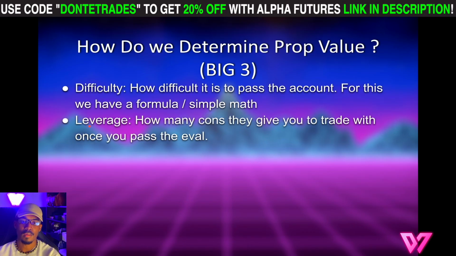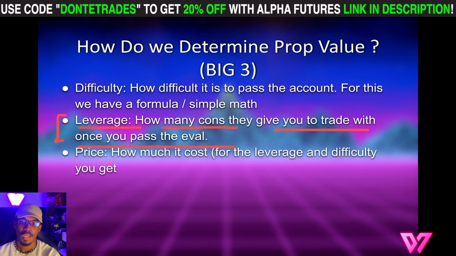The second part of the big three is going to be the leverage. This is how many contracts they give you to trade with once you actually pass the eval. This is another very important part when it comes to determining the value. And the last thing that we want to pay attention to is the price. So how much does it cost you for the leverage and difficulty you get for that particular account? All three of these things together determine how valuable a prop firm account is, any prop firm account or any prop firm type, right?